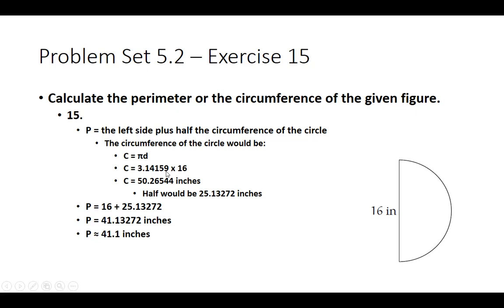So 3.14159 times 16 gives us 50.26544. Half of that, since we're only going halfway around a circle, would be 25.13272 inches. Add 16 to that to finish off the perimeter. 16 plus 25.13272 is 41.13272, and we can round that off to 41.1 inches.